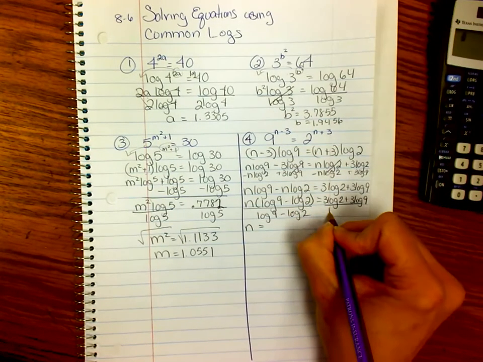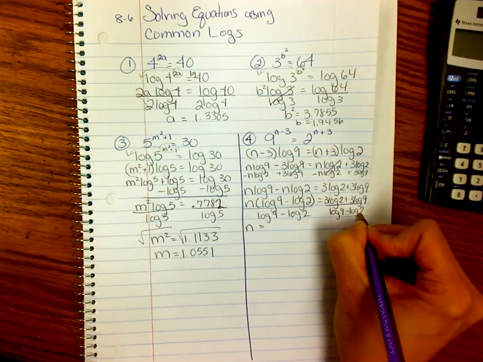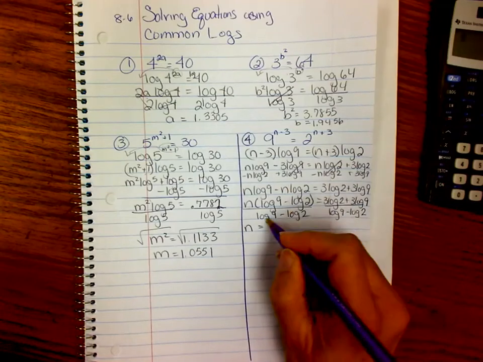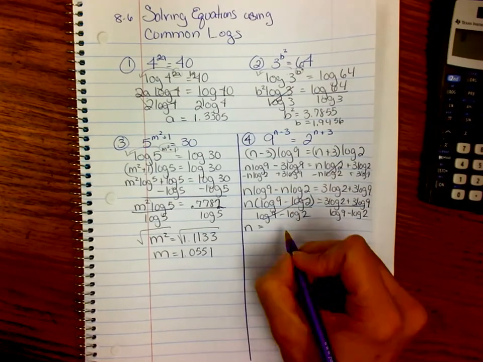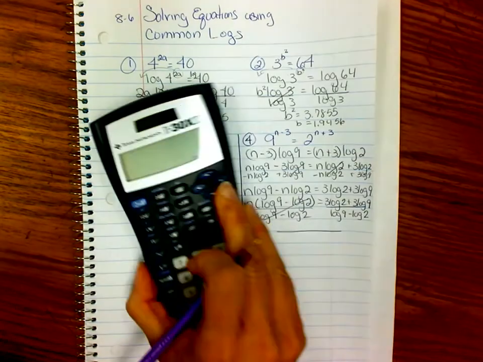And I like to leave everything in log form until the very end. I don't like to round and then round and then round. It kind of messes up your answer a little bit. It doesn't make it as accurate. So this is my answer. So I'm going to figure out what this is and put that in the top.